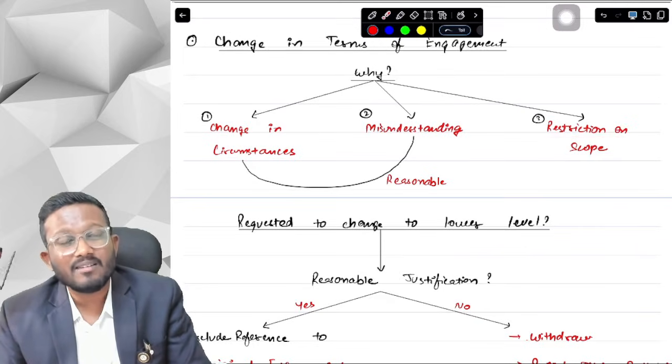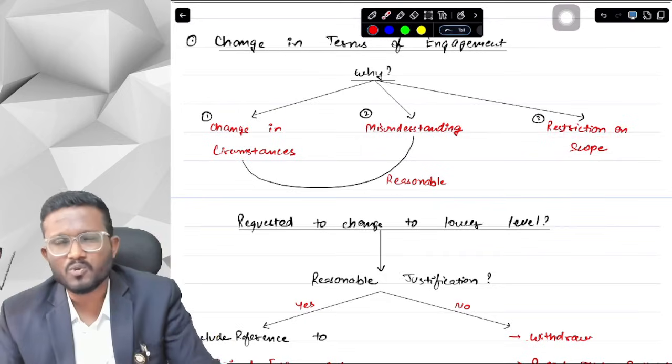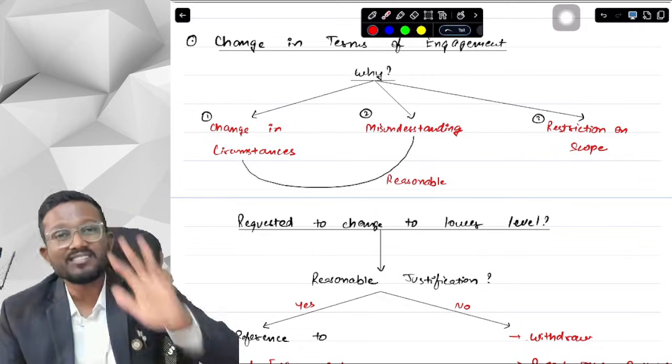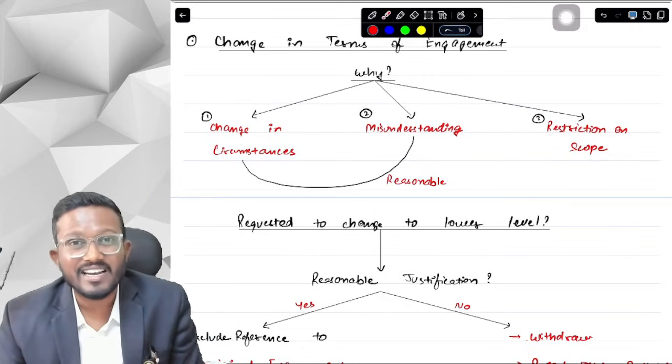Thirdly, the management wants to put a restriction on my scope. Management is saying that please change the terms of engagement. I cannot give you access to our inventory. I cannot give you access to our sales transactions. I cannot give you access to our trade receivables transactions. So that can be the case. That is why management is requesting for the change in terms of engagement.